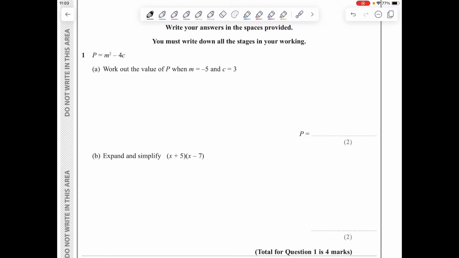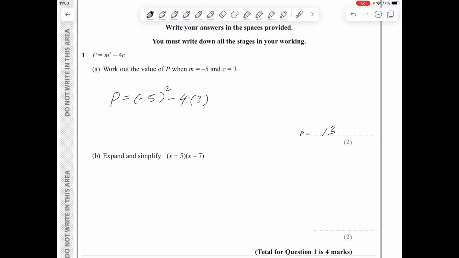For question 1, just plug in the values of minus 5 and 3 into the expression. So P is equal to minus 5 squared minus 4 times 3. Put this on the calculator. P comes out to be 13.